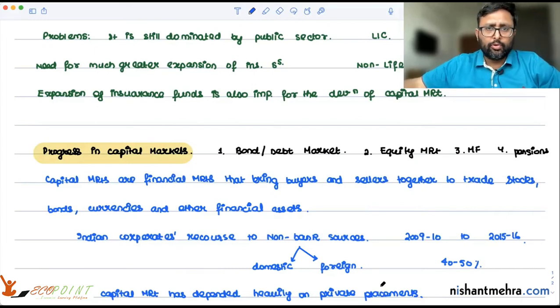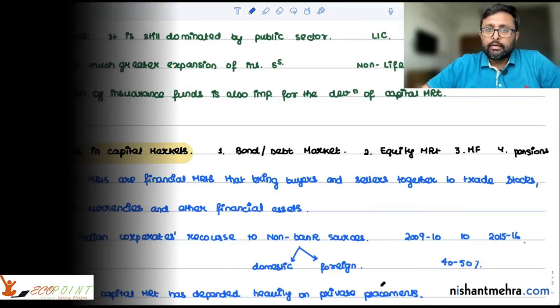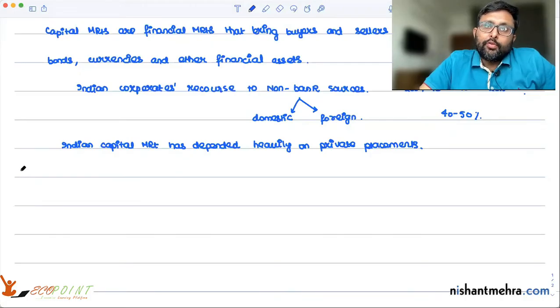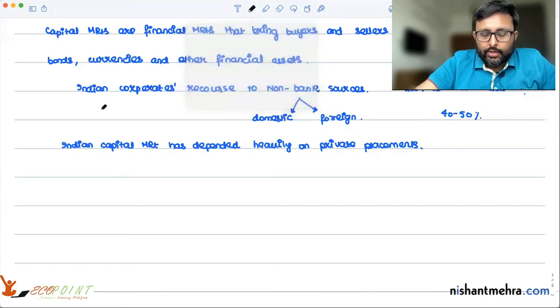So equity issues are both. I mean, both are giving share of your company to the people, both the private placement as well as the public. But what authors are saying is that Indian capital market has depended more on the private placement because the cost of raising funds there is lesser. Now let us talk about the first segment of the capital market, which is the bond or the debt market.